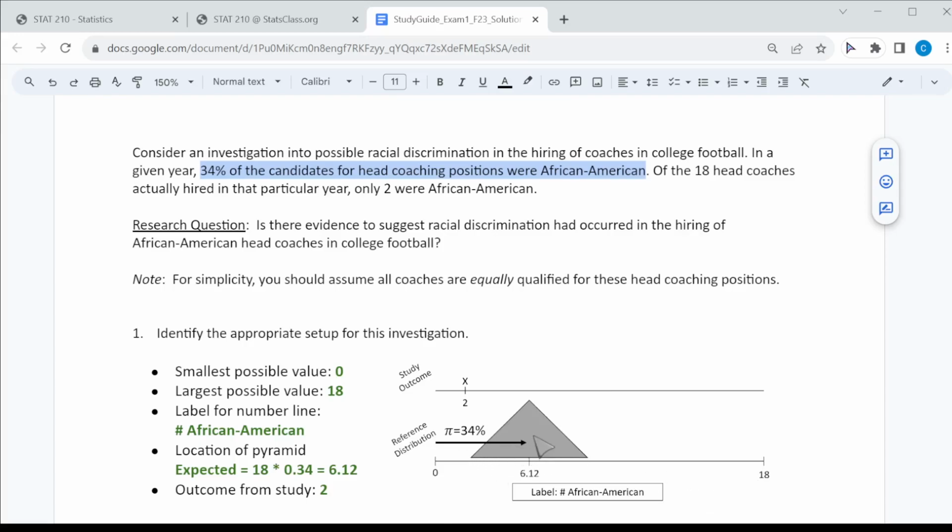The reference distribution is going to be set at that 34%. So we build that reference distribution under what it would look like if hiring was fair or there was no discrimination. So that's going to be centered here at 6.12, which is my expected. Simply take 18 times that 34% to get the expected. And here, obviously, the parameter value is that 34%. I do ask for a label here, and the labeling is just what we're keeping track of, which is the number of African Americans. So that would be the correct label.